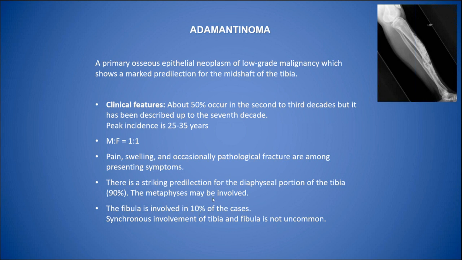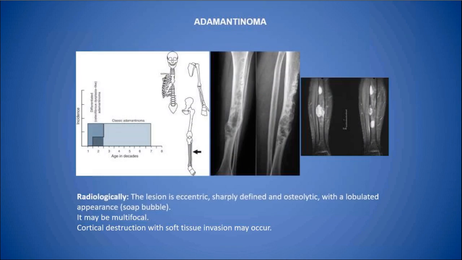The fibula is involved in about 10% of the cases, and it's not uncommon to see synchronous involvement of both the tibia and the fibula. Adamantinoma may be multifocal. So, again, tremendous predilection for the mid-shaft of the tibia. Sometimes it may occur in the metaphysis.